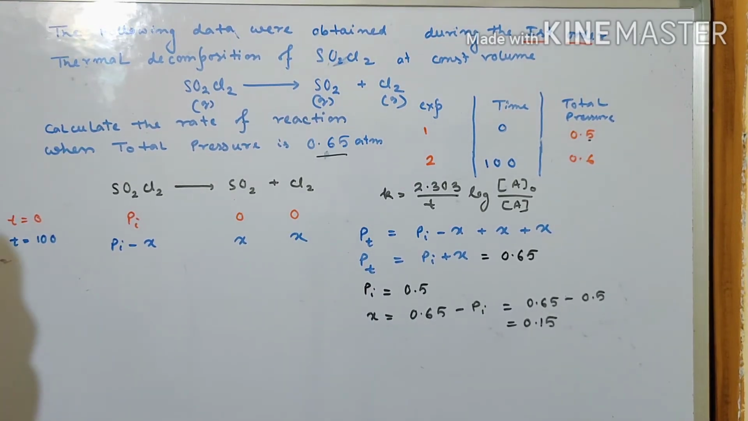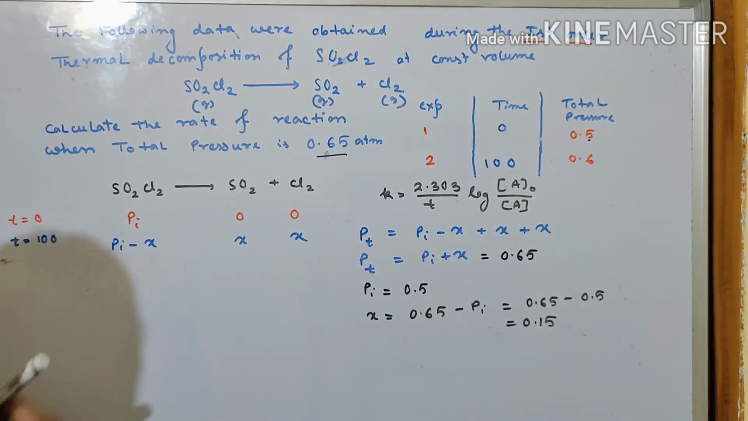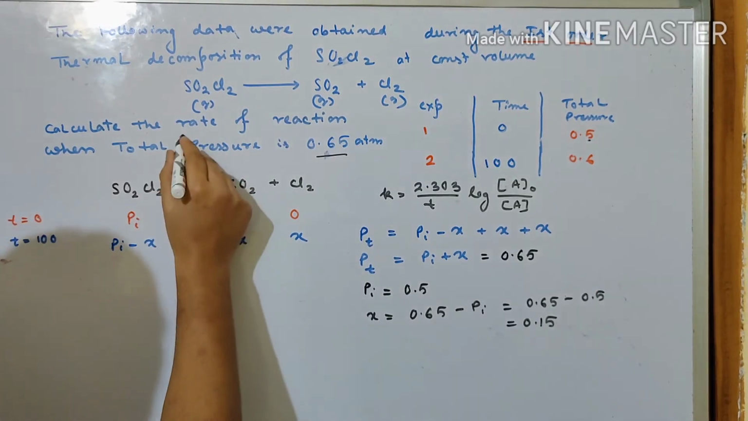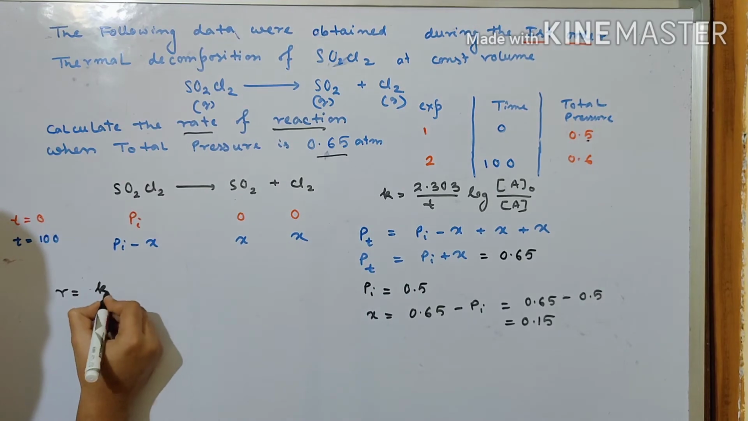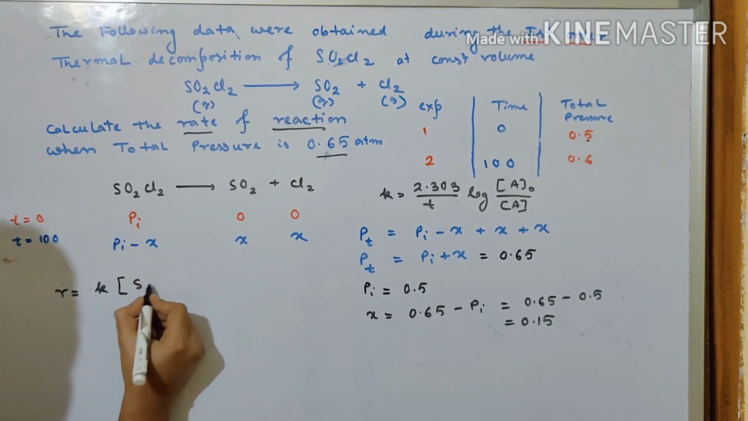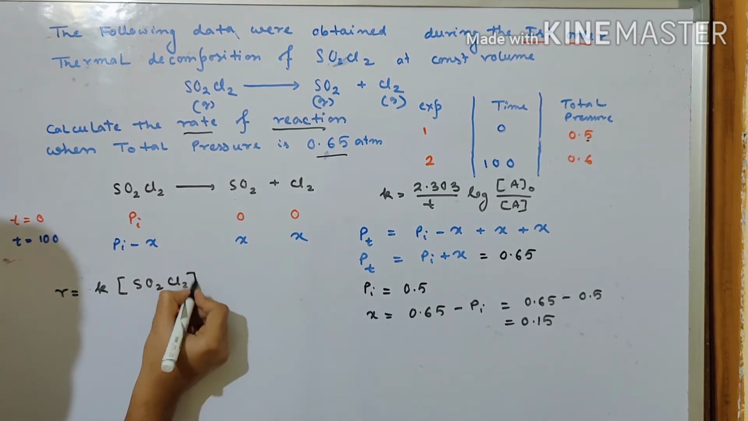Now what do we have to calculate actually? The rate of a reaction. So in order to calculate the rate of a reaction, the rate should be K into the concentration of the reactant, which is SO2Cl2.